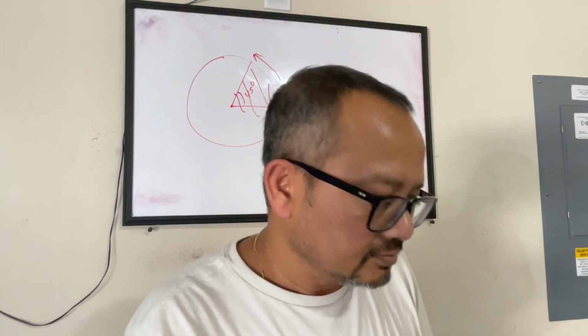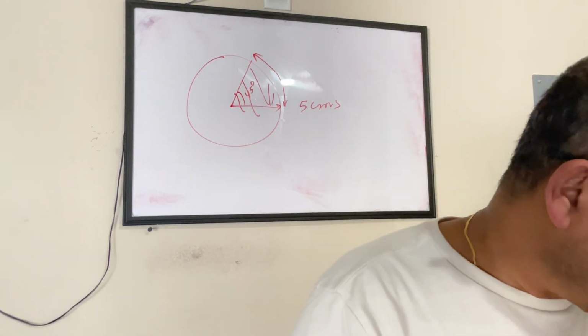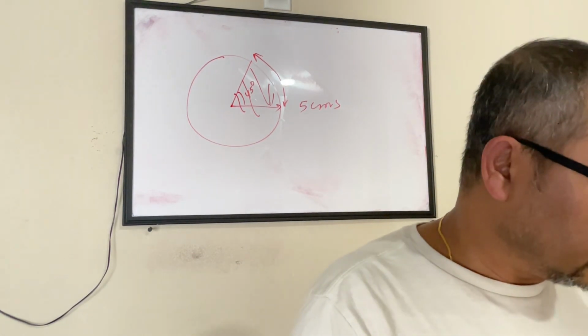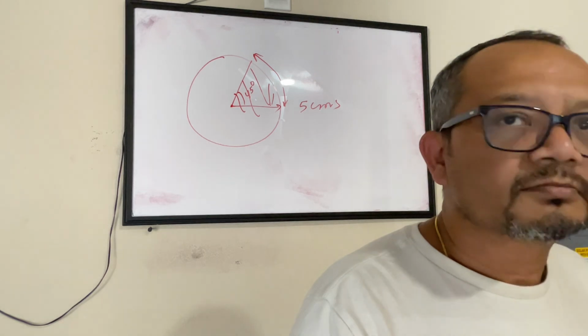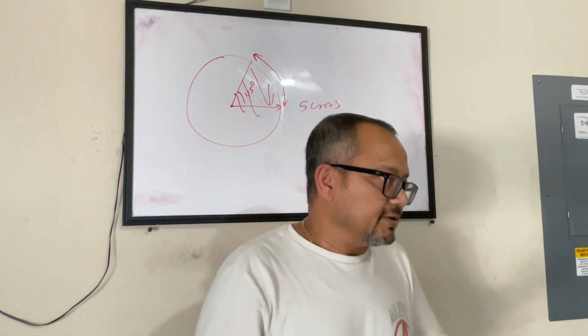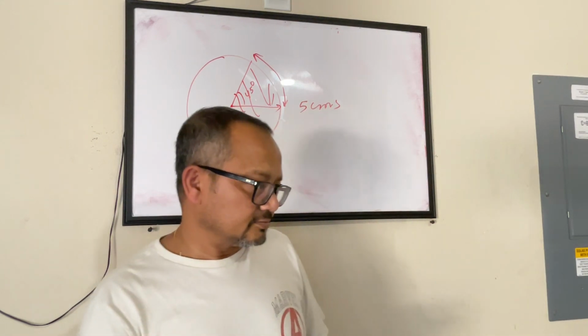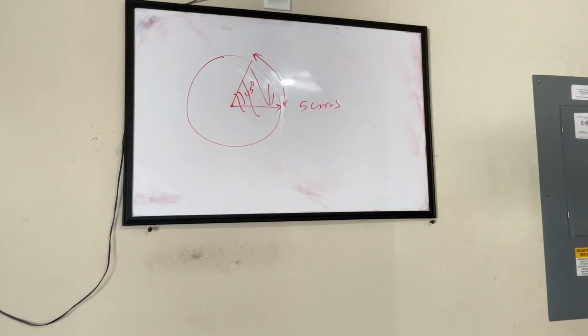So, I gave you the angle, right? I did pi by 60 and pi by a square. Yes. Okay.